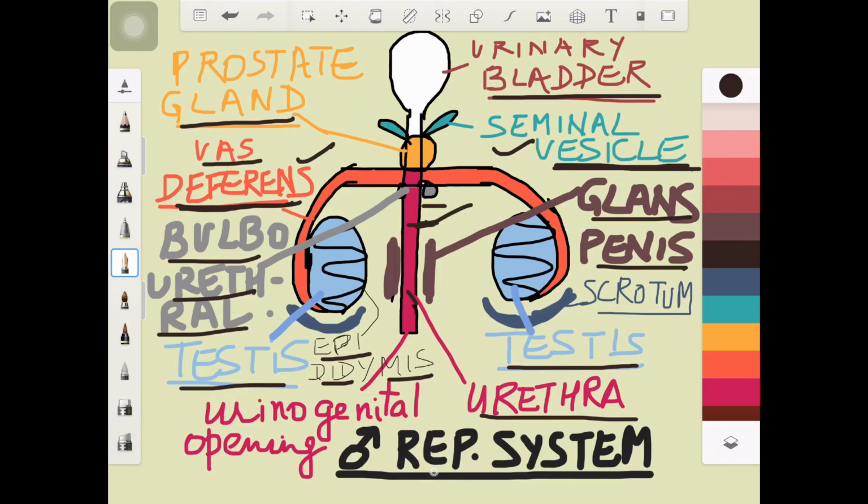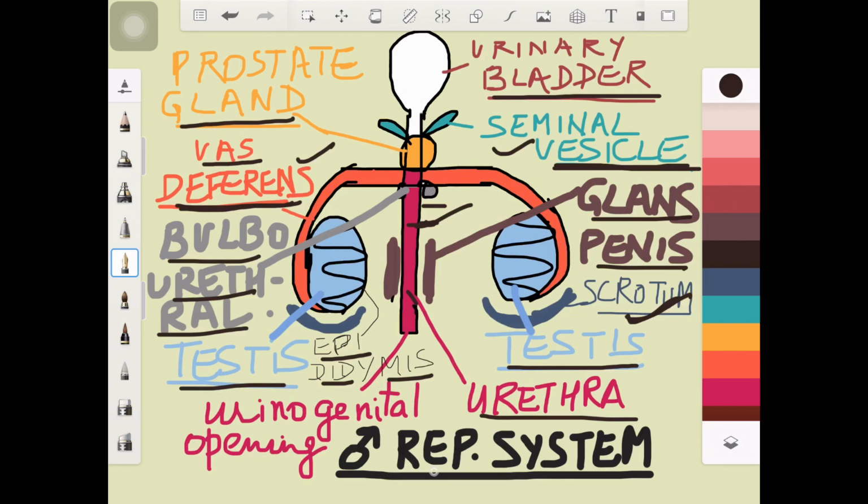And you can see these sac-like structures, the scrotum, two in number. They are sacs and they hold the testis slightly below the body. They maintain low temperature for sperm development. This is their function. They are hanging because they have to maintain a low temperature for the sperms to develop.